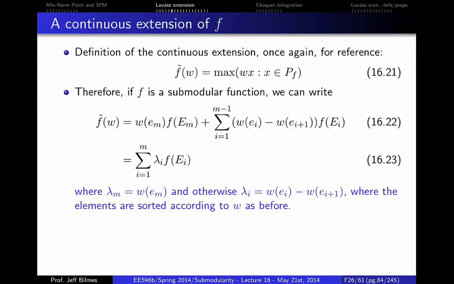We saw this before in the context of matroids. We're defining lambda_m equal to w(e_m), and lambda_i equal to these differences. These differences are all going to be non-negative because we're again sorting E such that w is descending.